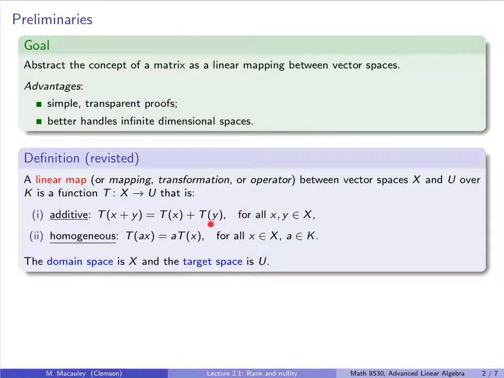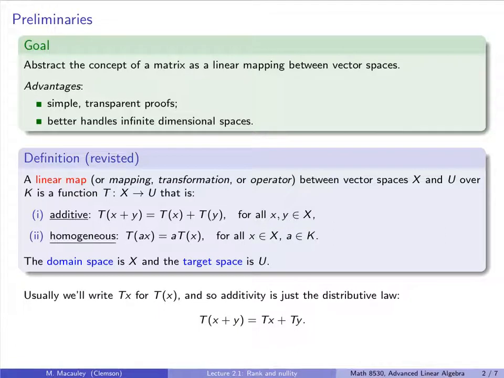And I'm going to give names to properties that I gave earlier. This first one, I'm going to say it means it's additive. You can break apart sums. And the second one, I'm going to say it's homogeneous. You can pull out constants. We'll call X the domain space and U the target space. Now, sometimes U is called the codomain, but I want to avoid that because I've been using the prefix co when speaking of the dual, things like covectors, and I don't want to overuse that prefix.